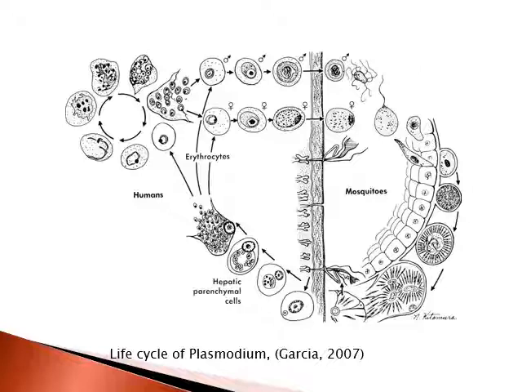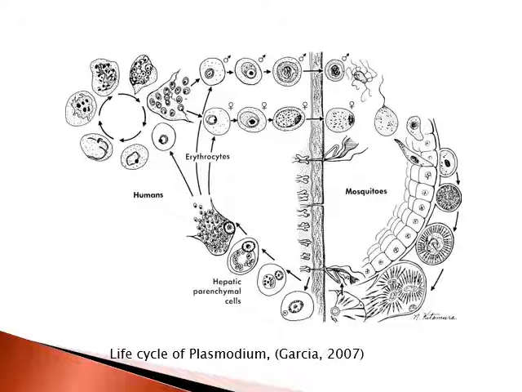Some merozoites, we say, transform into macro and micro gametes. The macrogametocyte is the female gametocyte, and these are gametocytes inside the circulation. When engulfed by the mosquito, the female gametocyte transforms into macrogamete, while the male gametocyte transforms into many microgametes by a process called exflagellation.